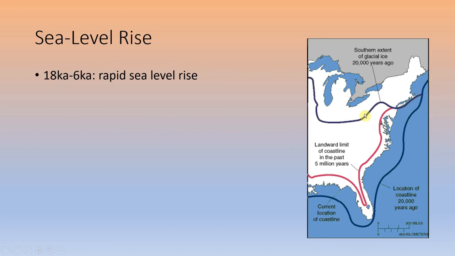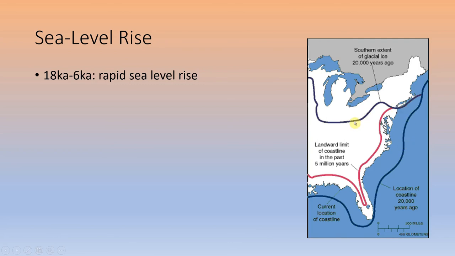So during the last glacial maximum, about 20,000 years ago, here in Michigan we would have been covered by about a mile deep of ice, right? And all of that ice has got to come from somewhere. It gets removed from the oceans and deposited as freshwater ice on land. So between 18,000 and 6,000 years ago, as these glaciers rapidly melted back, we saw a rapid rise in sea level, right?